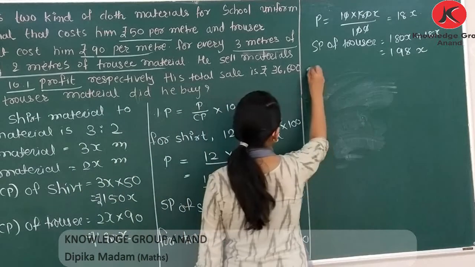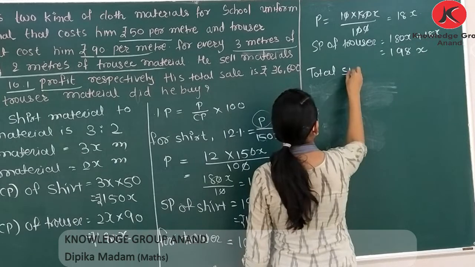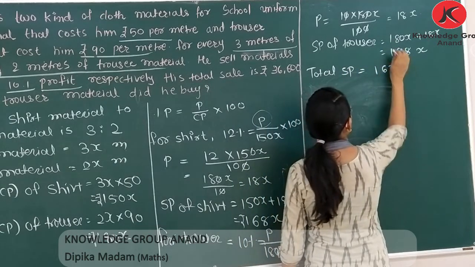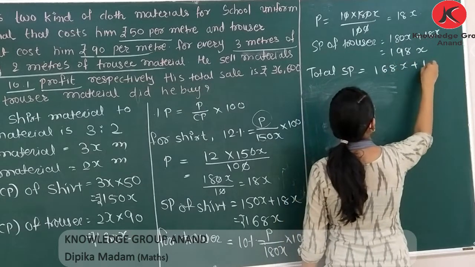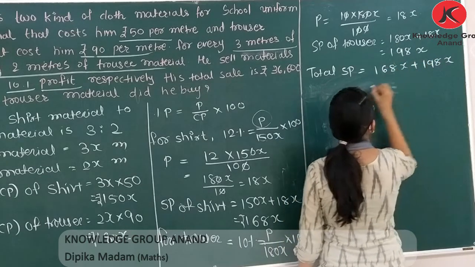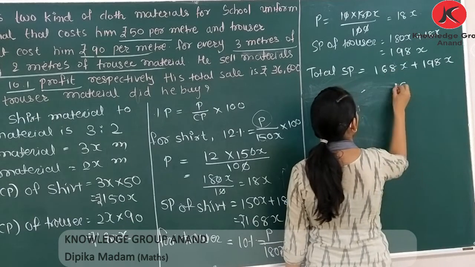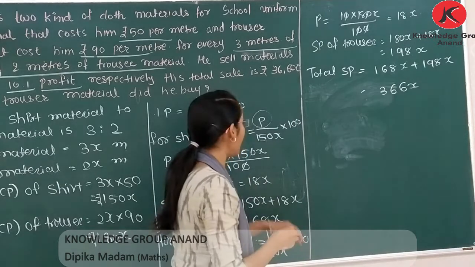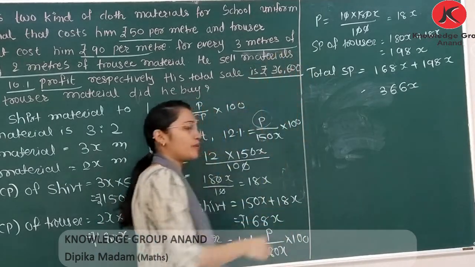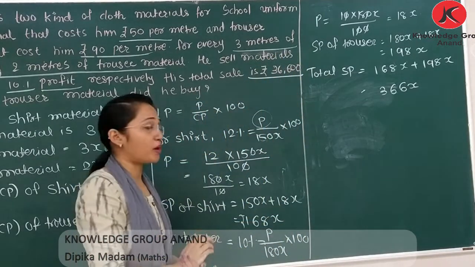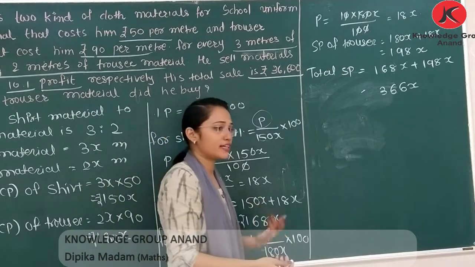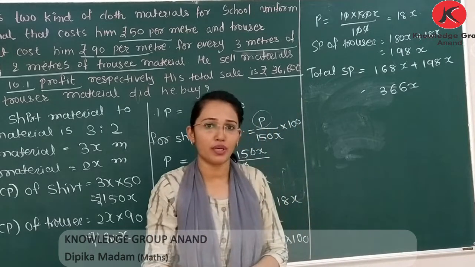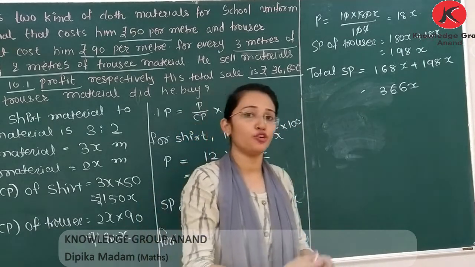Total SP is equal to 168x plus 198x, that is 366x. But in the question, the total selling price is already given, as in the previous example. In the previous example, the total price of 75000 was given, and the value found with the variable was also given.